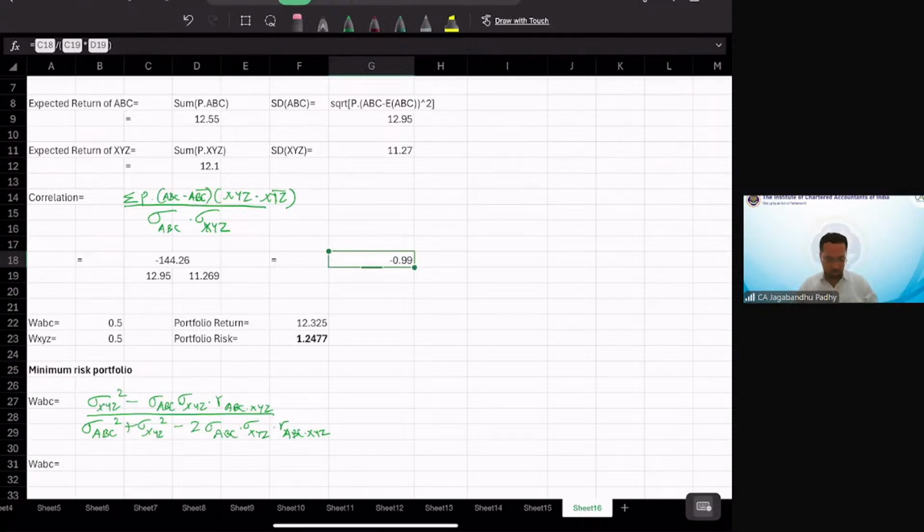Yep, substitute and give me the number, guys. Give me the weightage of ABC, which will result in, of course, the minimum risk portfolio.